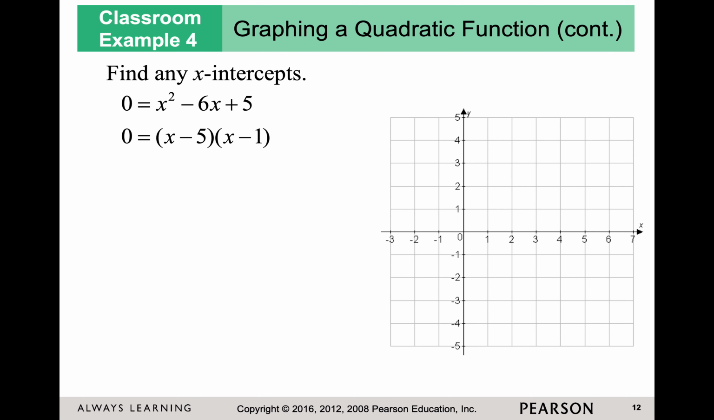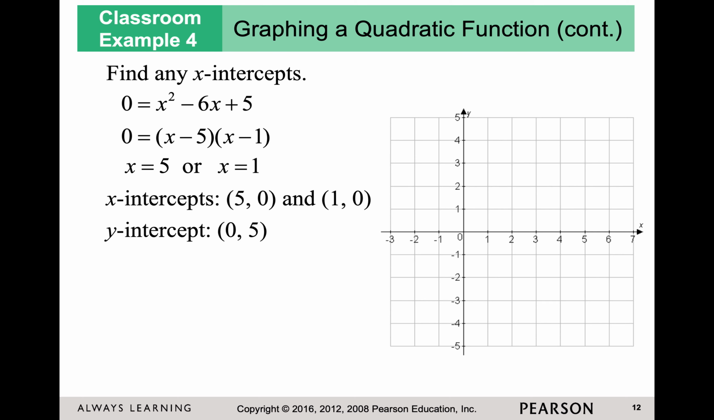Now, to find the x-intercepts, I'm going to set the equation equal to 0. So we're pulling back from that previous knowledge, you're going to either have to factor, do the quadratic formula, or complete the square. That's how you're going to solve these. So I get that my x-intercepts are 5 and 1. To find the y-intercept, I plug in 0 for x. So I get 0 squared minus 6 times 0 plus 5 is 5. So I have my vertex, I have my intercepts. I'm going to put them on the graph.